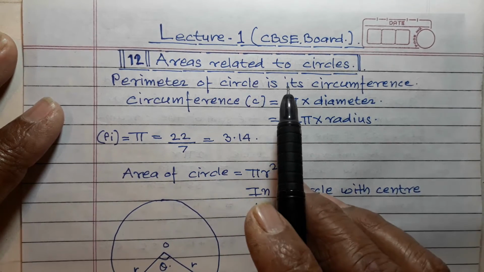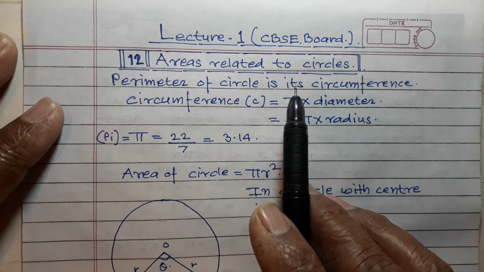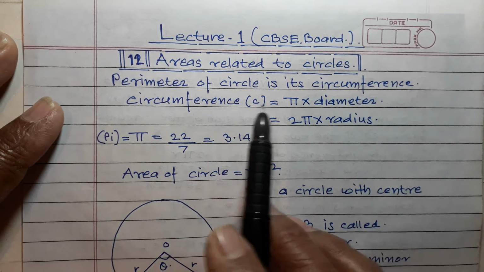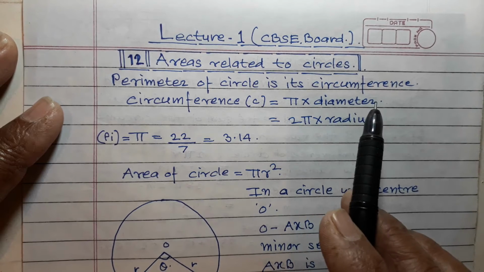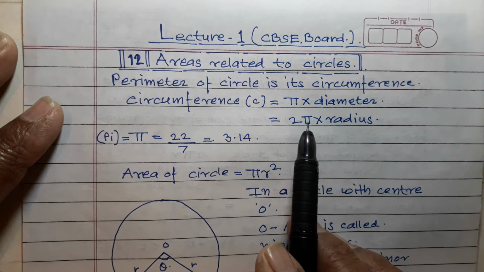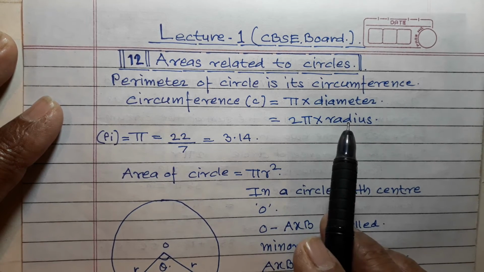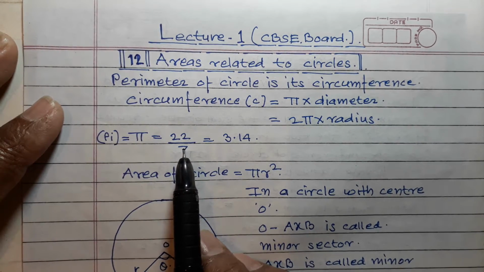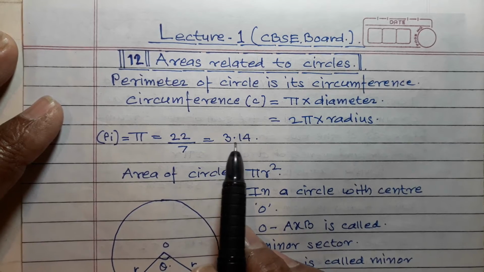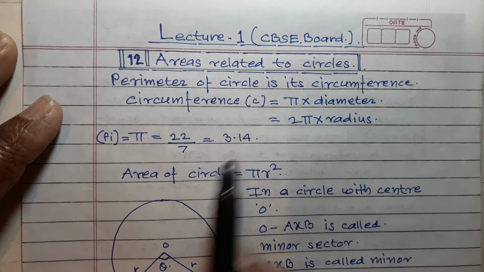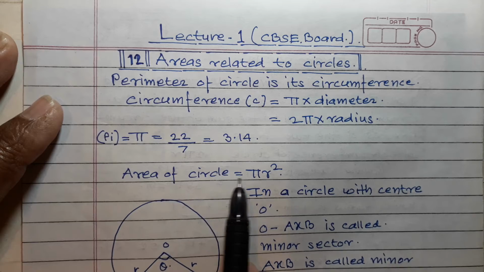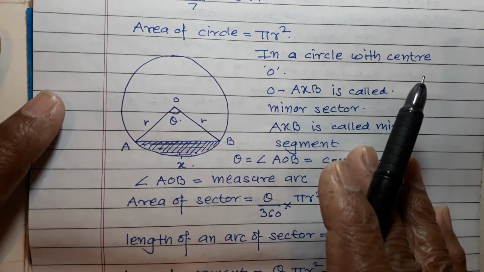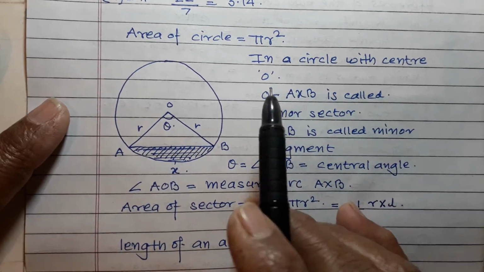Perimeter of circle is its circumference. Circumference C is equal to pi into diameter is equal to 2 pi into radius. Pi is equal to 22 upon 7 or is equal to 3.14. Area of circle is equal to pi r square. Now try to understand some other terms.